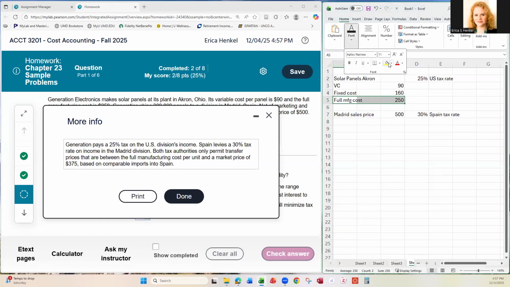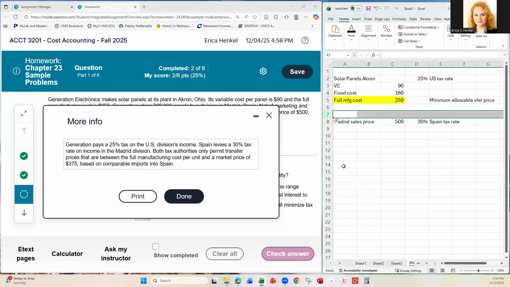And let's make that red. I'll highlight it. There we go. Okay, so that is the minimum allowable transfer price based on Spain's laws, and there is a market price of $375 based on comparable imports into Spain. Okay, so the maximum transfer price is $375.